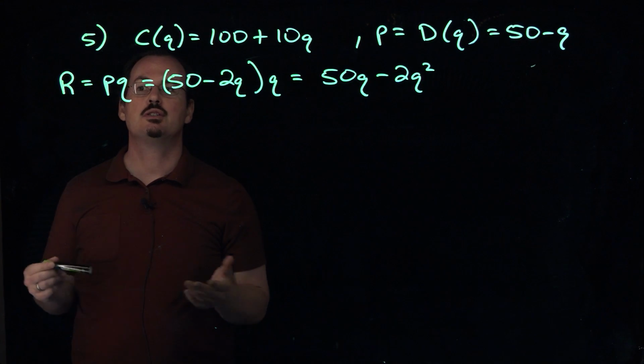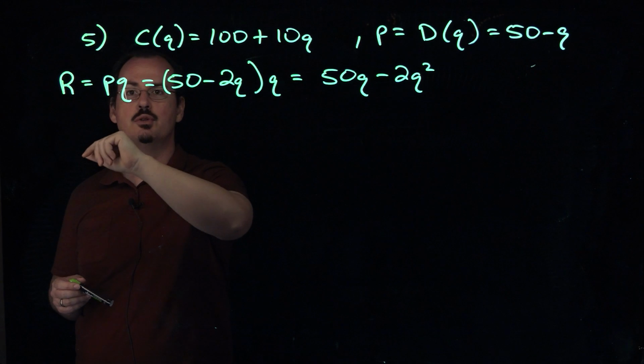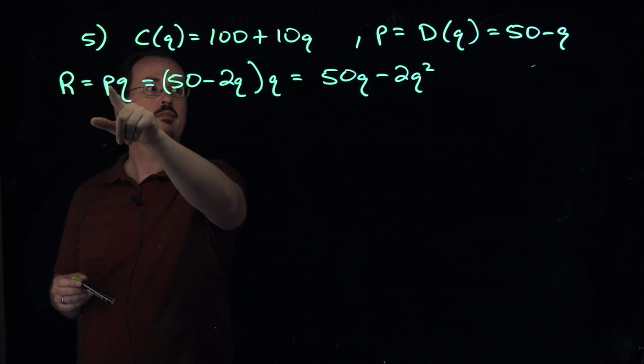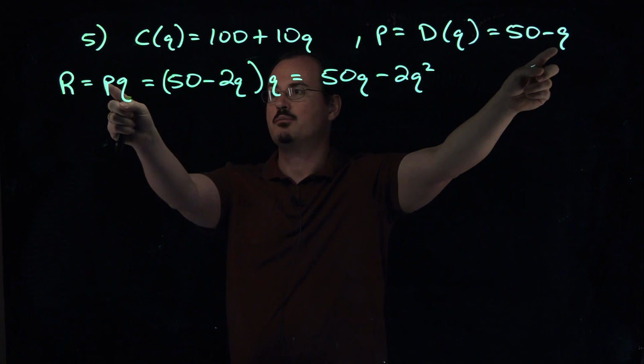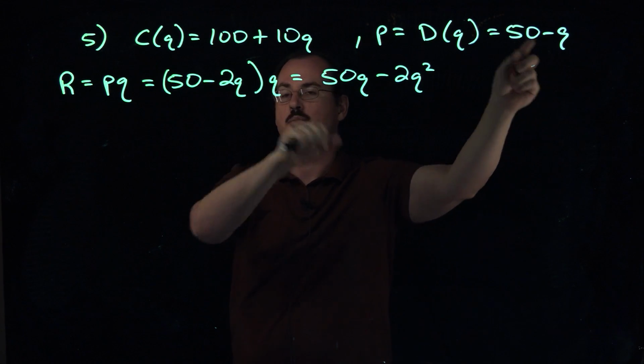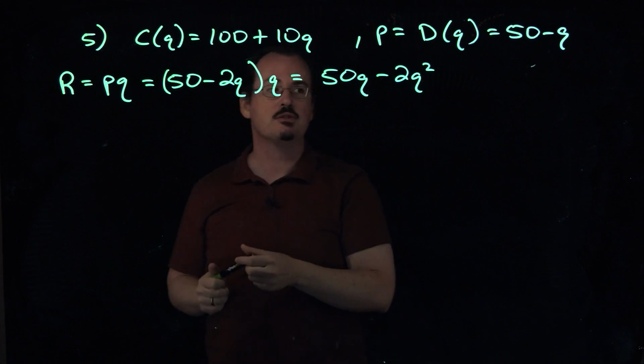So what's the definition of revenue? Revenue is price times quantity, so P times Q. P, though, we have defined over here. P is actually the demand function, so that's what P is. We multiply that by Q, and then we distribute it, and we get this. So this is the revenue function.